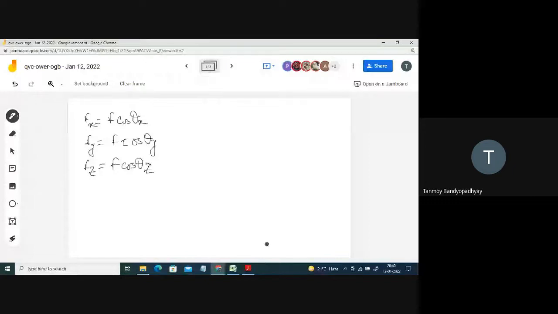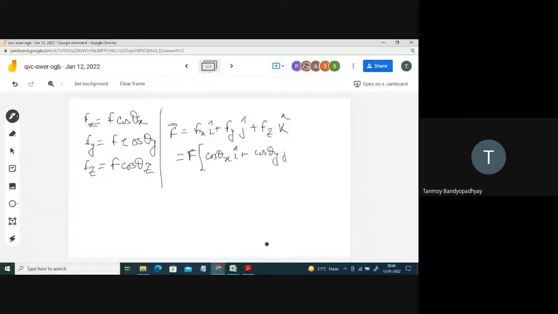তাহলে what will be vector f? তাহলে vector f that should be equal to fx i cap plus fy j cap plus fz k cap. তাহলে এটাকে আমরা কি লিখতে পারি? So this should be actually fx is f cos theta x. So f I am taking as common. So inside I am left with cos theta x i cap plus cos theta y j cap plus cos theta z k cap.